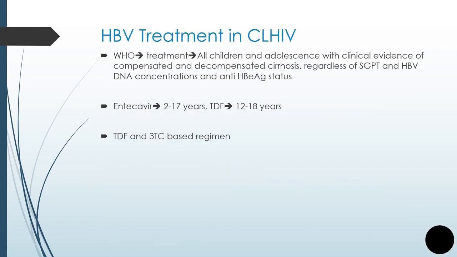WHO recommends treatment in all children and adolescents who have clinical evidence of compensated or decompensated cirrhosis, regardless of their SGPT levels, hepatitis B viral DNA levels, and anti-hepatitis B E antigen status. WHO has approved entecavir and tenofovir. Entecavir can be given in children between 2 to 17 years, and tenofovir can be given to children between 12 to 18 years.